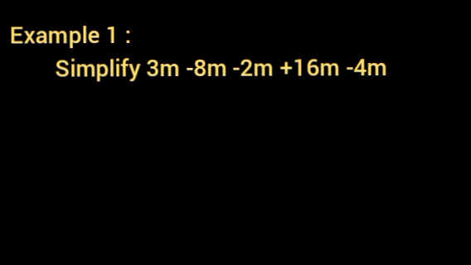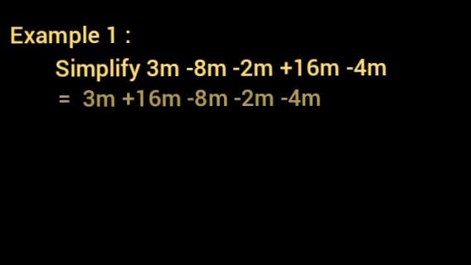So the first step I'm going to do is to group all the positive terms. Write down the positive terms first before the negative terms. And that will give us 3m plus 16m. These are the positive terms. Now the negative terms: minus 8m minus 2m minus 4m.